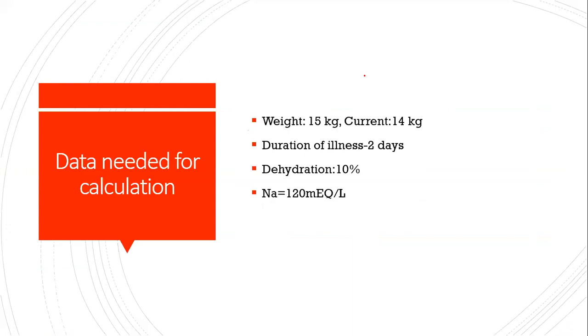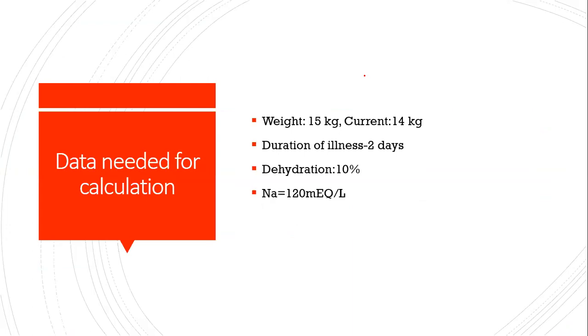This child has lost 1 kilo. Okay. Duration of illness of just 2 days, a dehydration of 10%, and the sodium that you have measured is 120 milliequivalents. These are the things that you will require to calculate the correction for hyponatremia. We need the pre-illness weight ideally, because that is what you need to bring this child back to, because you are trying to replace what has been lost. This child has lost this 1 kilo in water, isn't it so?